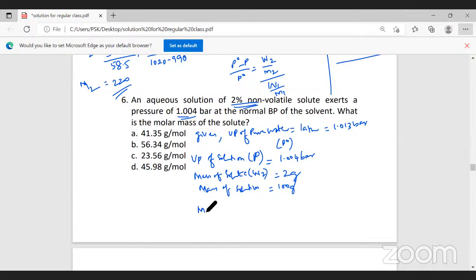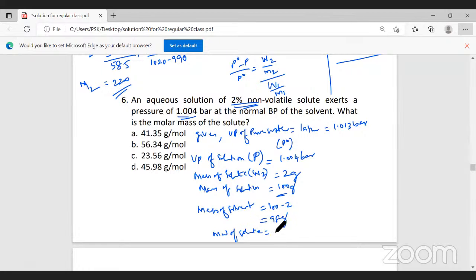Now tell me, what will be the mass of the solvent? It will be 100 minus 2, that is 98 grams. Mass of the solute, 2 grams. Mass of the solution, 100 grams. Why do we take it as 100 grams? Because it is in percentage. And the mass of the solvent is 98. Now, they're asking you to find the molecular mass of the solute.